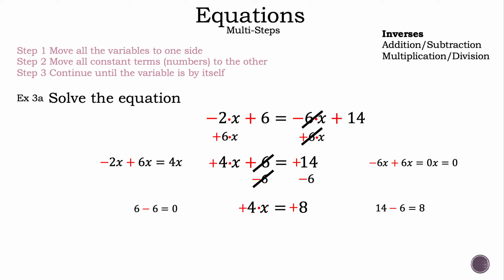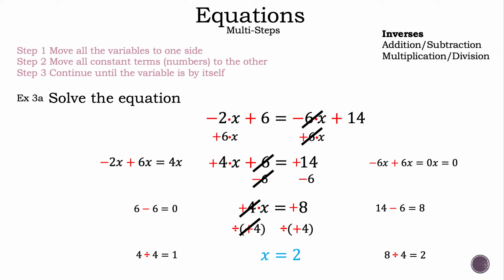So we need to get rid of that 4, and we have times, so we need to do division, and we're going to divide by positive 4. So 4 divided by 4 is 1. So those numbers cancel, and now we need to do it to the right-hand side. So we have 8 divided by 4, which is 2. And that is our answer. X is equal to 2.